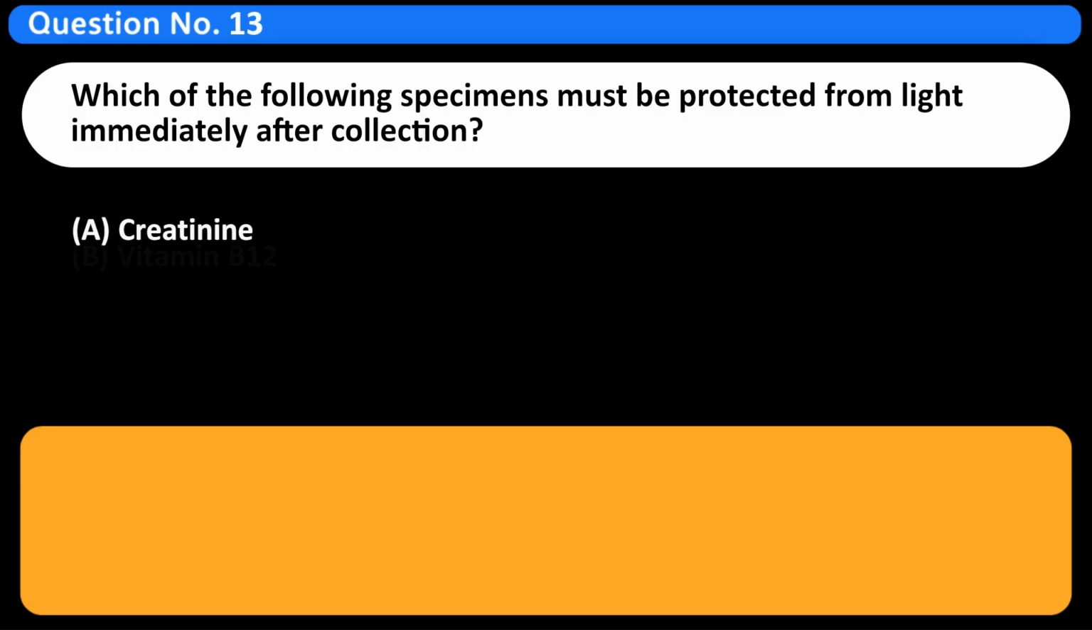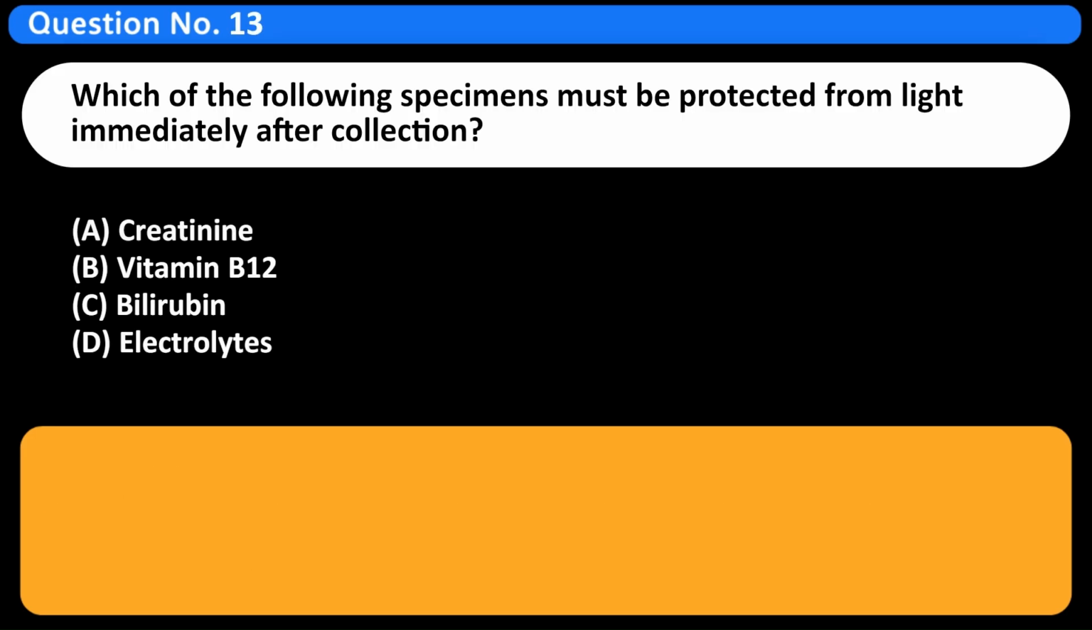Which of the following specimens must be protected from light immediately after collection? A. Creatinine. B. Vitamin B12. C. Bilirubin. D. Electrolytes.